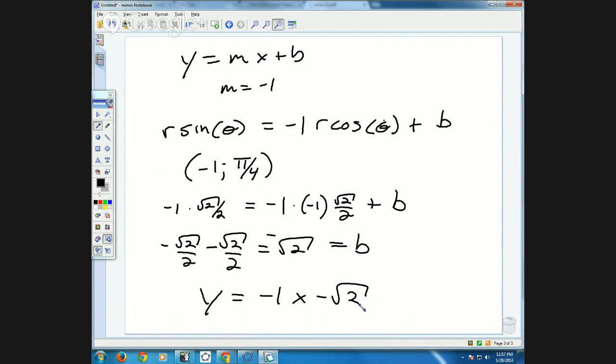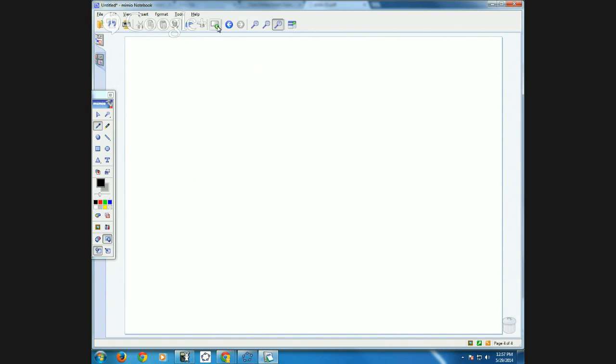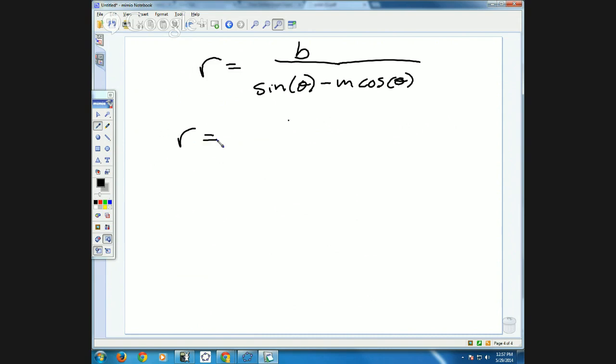Remember we found the polar line the other day? Does anybody remember the formula for a polar line? It's r equals b divided by some crazy stuff. Sine of theta minus m cosine theta. So the polar version of this line is going to be negative square root of 2 over the sine of theta minus -1, which is going to be plus cosine of theta.